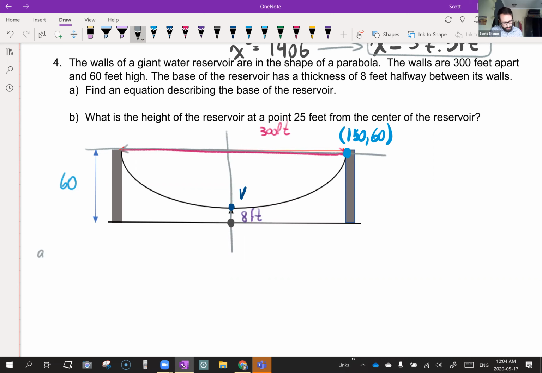A would be find the equation. Part B would be find what y is when x equals 25. And I'll post my solution for this later, okay? I just wanted you to have it there. So make sure you have this, take a picture, go to YouTube, watch it again, whatever you need to do.